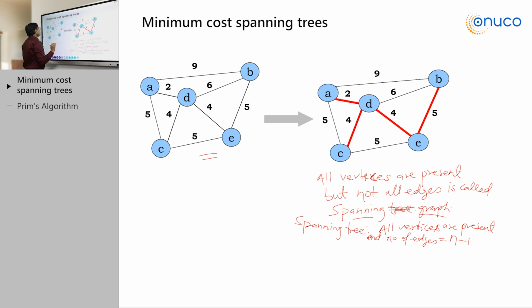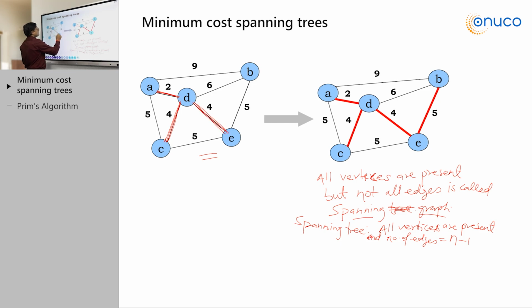Now when you are talking about minimal weight, say for example from here A to C is 5, A to B is 9, A to D is 2. So can we go like this? Yes. Now you are at D. D to B is 6, D to C is 4, D to E is 4. So which one will come first? Maybe this will come first, so we can go like this. From here even this is 4, so we can go like this.